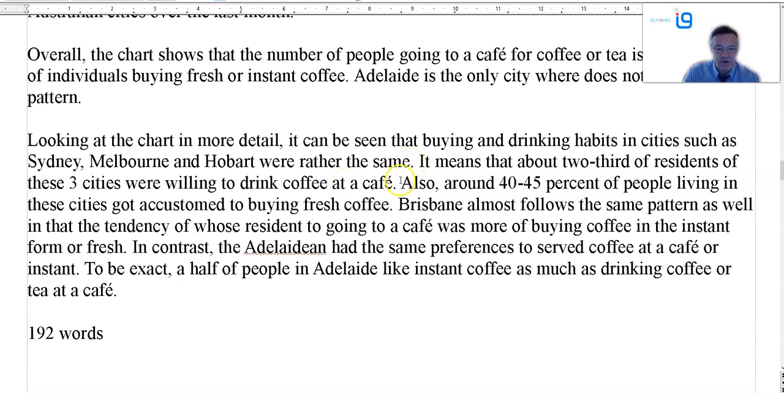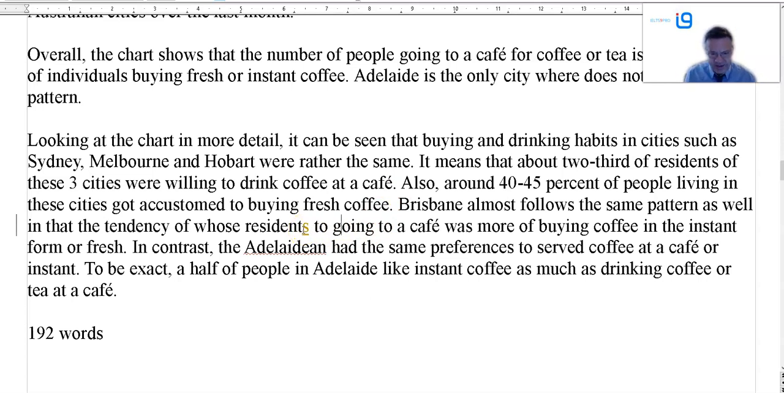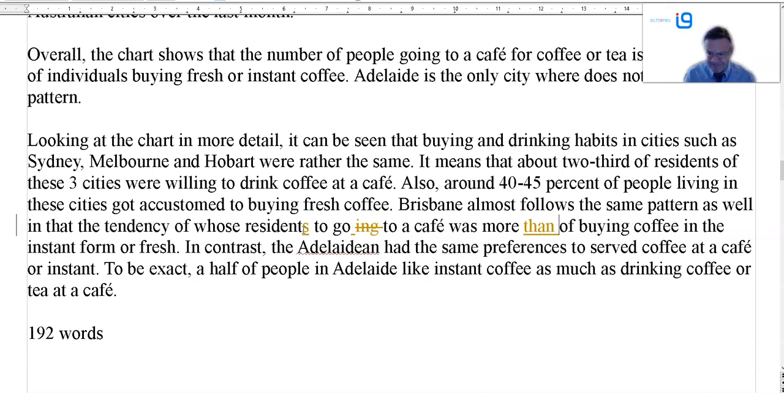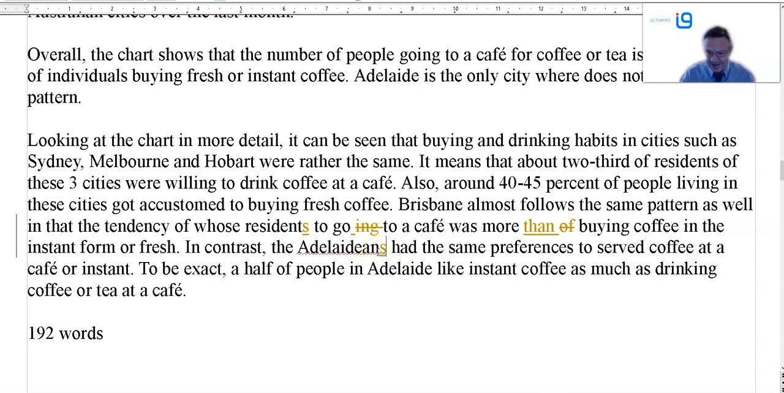Two thirds of experience when drinking coffee or tea at a cafe. People buying fresh coffee follow the same pattern as well, in that the tendency of those residents to go to a cafe was more than buying coffee in the instant form or fresh. In contrast, the Adelaideans had the same preferences to be served at a cafe or instant.